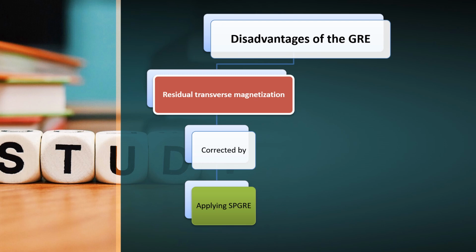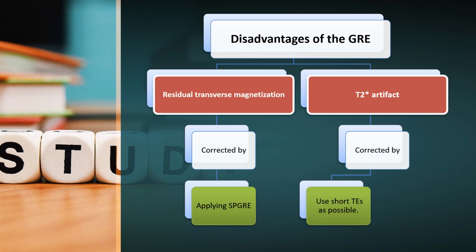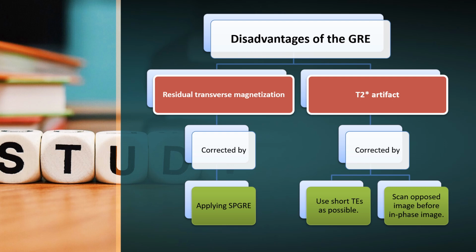The second artifact presented in the gradient sequence is the T2 star artifact. T2 star artifact has the potential effect of decreasing the signal intensity of the abdominal organs, so it can interfere with diagnostic accuracy. This is corrected by using the shortest echo time possible, and don't forget to scan the opposed phase image before the in-phase image.